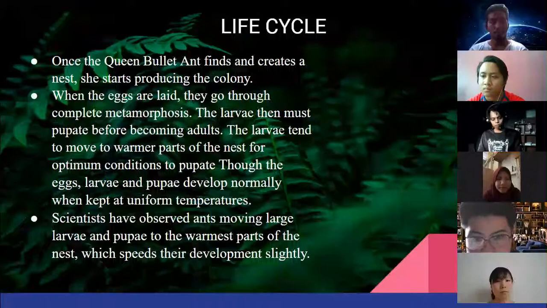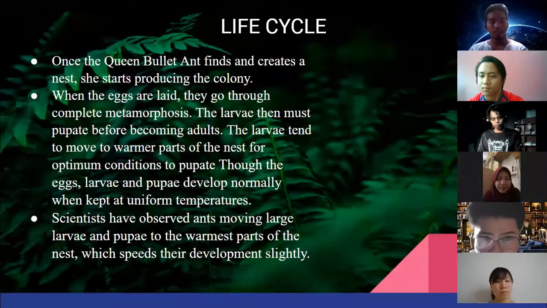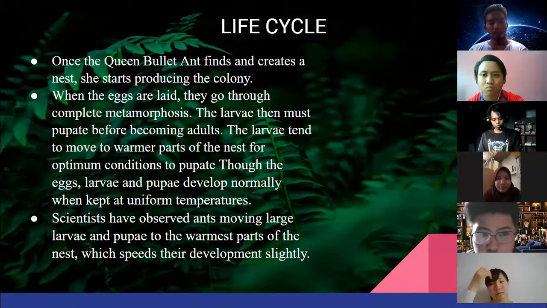Once the queen bullet ant finds and creates a nest, she starts producing the colony. When the eggs are laid, they go through complete metamorphosis. The larvae must then prepare before becoming adults. The larvae tend to move to warmer parts of the nest for optimum conditions to prepare.